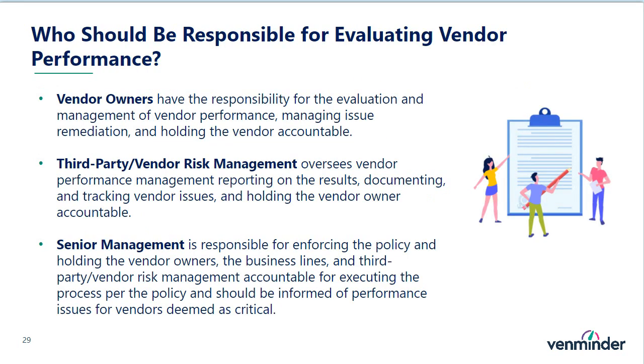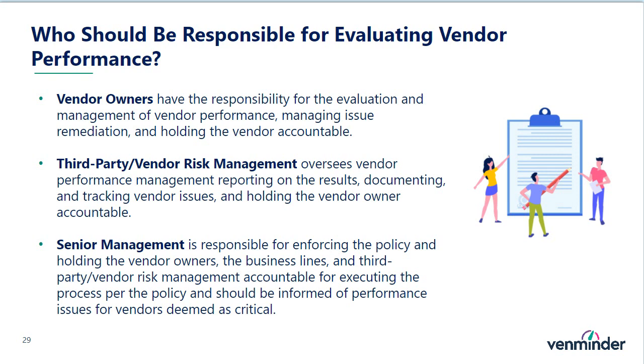Okay, so now you know what to do, but who's responsible for doing what? So first and foremost, the vendor owner is responsible and accountable for effectively managing vendor performance. That means managing issues and their remediation and holding their vendor accountable. As I say, the buck stops here for performance management. Your third-party risk or vendor risk management team needs to oversee that process, making sure that everything is documented, tracking the issues, and holding the vendor owner accountable.